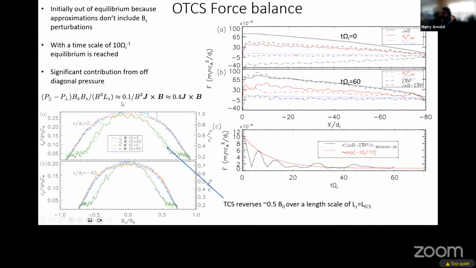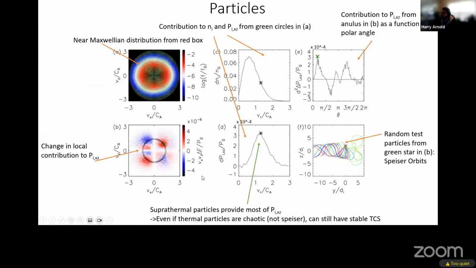So the anisotropy here is doing a lot of heavy lifting, even though it's small, because this 1 over B squared factor is large. I'm sorry, 1 over B squared is large, the B squared factor is small. And actual observations suggest that it might even be larger than 1/2, maybe a quarter or a fifth or something like that. So now the next part here that I got interested in is actually looking at the particle distribution.